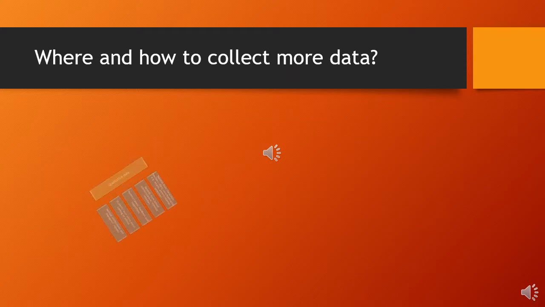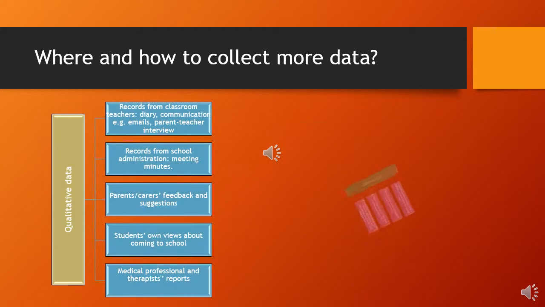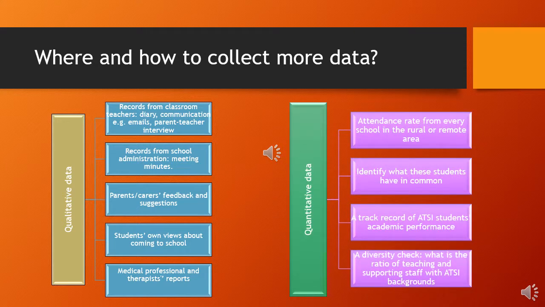Where and how can we collect more data? We can gather qualitative data from records such as teachers' diaries, communication records such as emails and phone conversations, or notes from parent-teacher interviews. Qualitative data are sourced from formative assessments, the assessment for learning, which does not pose any time strain or exam condition for the class. On the other hand, quantitative data is something that can be measured, which is often derived from summative assessments.